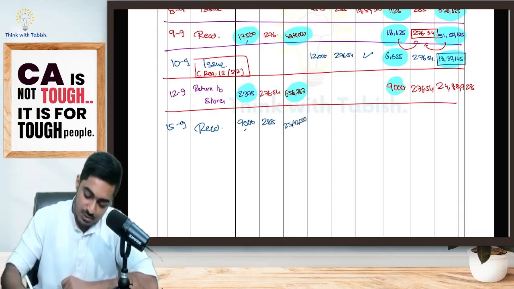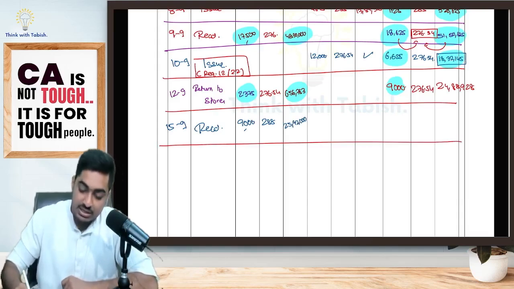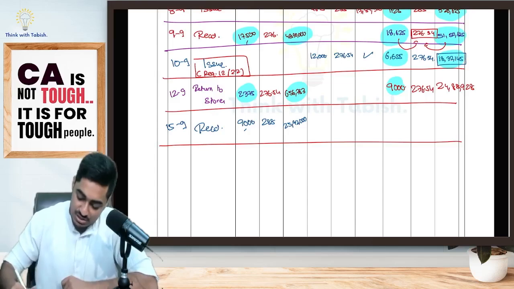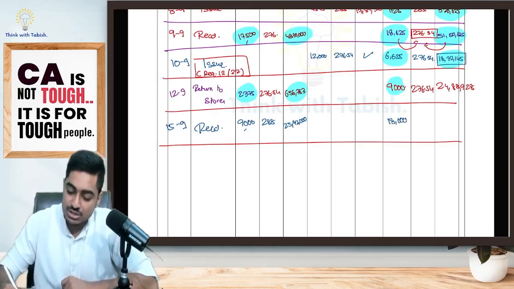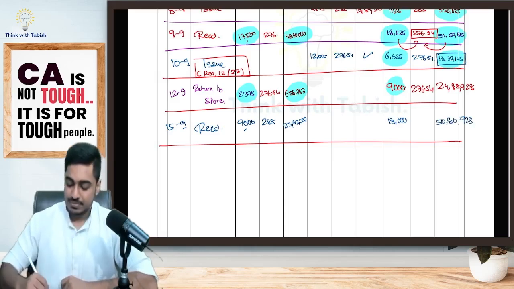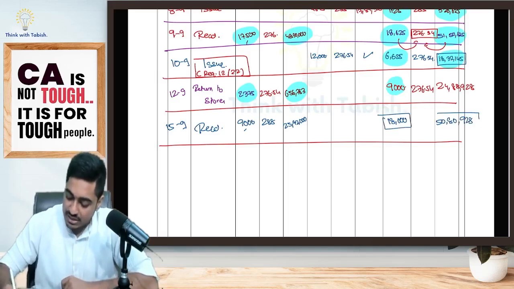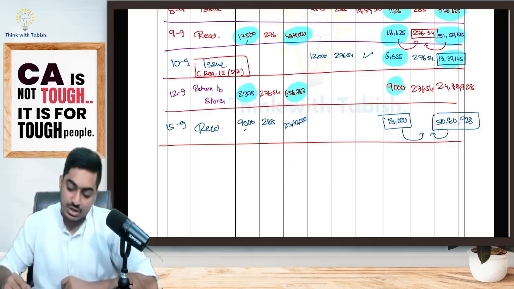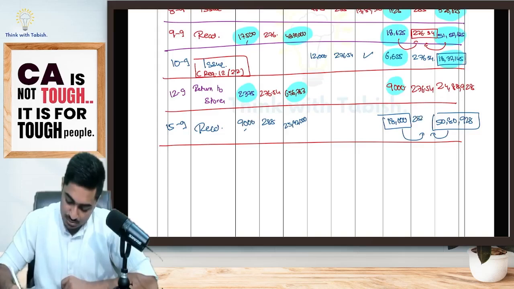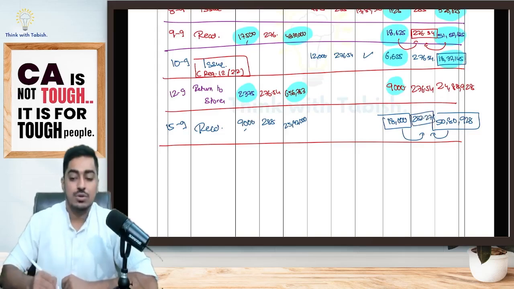Okay, now I'll have to update my balance. 9,000 units I had, fresh 9,000 I got. That means total 18,000 units. Already how much I paid? 24,88,928. Fresh how much I paid? 25 lakh. That means total 50,80,928 for 18,000 units. That means what is my per unit cost? 50,80,928 divided by 18,000 is 282.27. Yes or no, everyone?